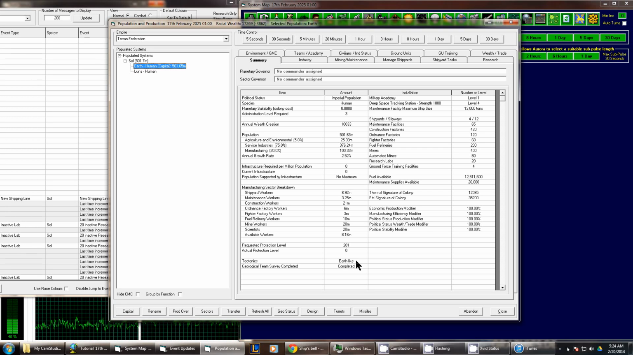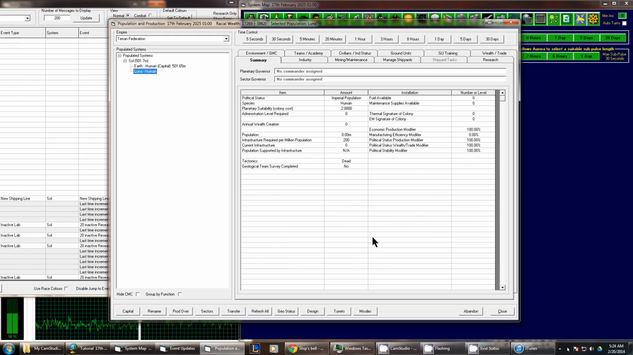Tectonics on Earth, it's Earth-like, believe it or not. And geological team survey completed means there's no more minerals that can be found on Earth, but there can be minerals on the moon.